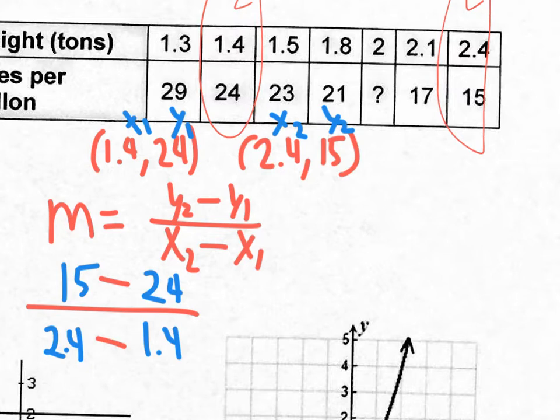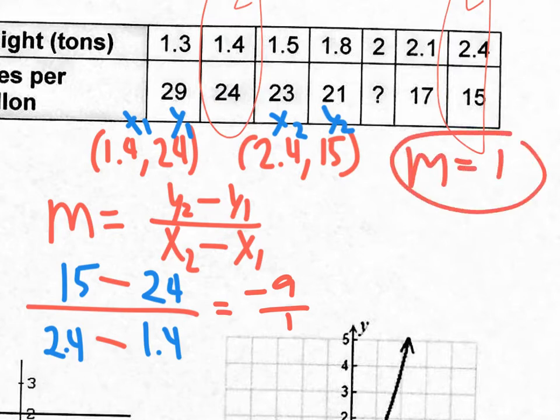15 take away 24 is negative 9. And 2.4 take away 1.4 is 1. So our slope, our m value, happens to be... negative 9. Sorry, my bad. Negative 9. So we have our slope.